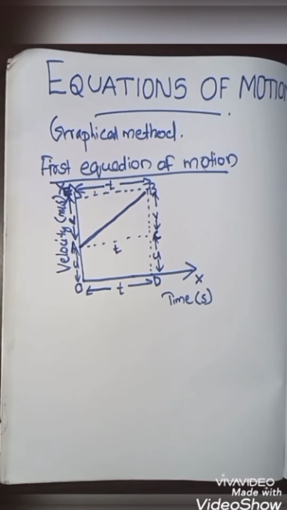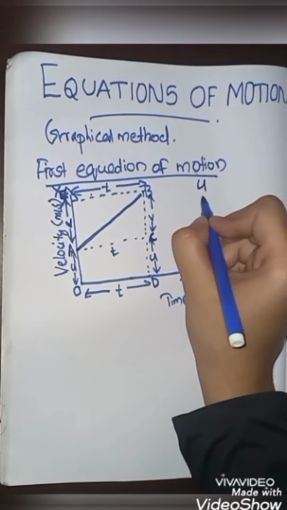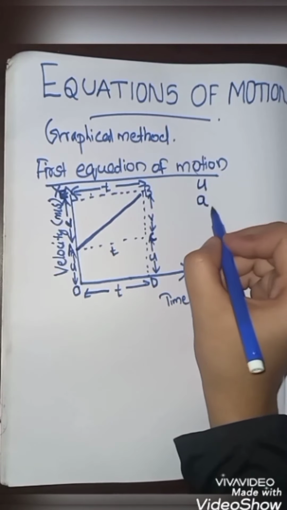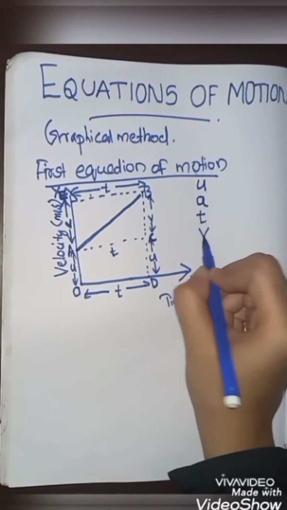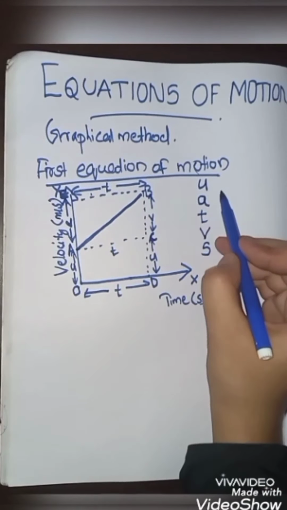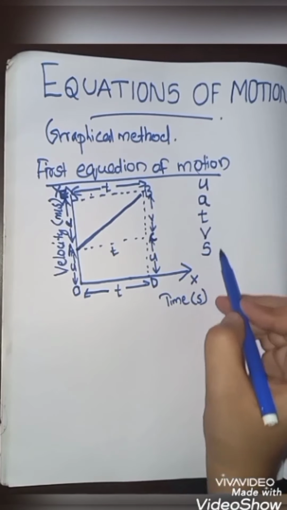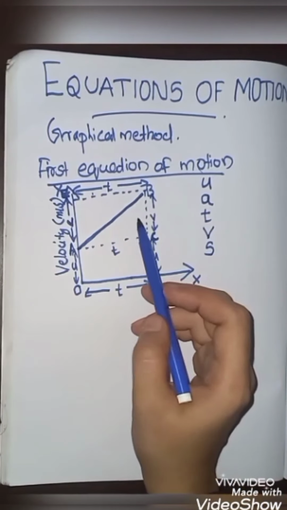Here consider a body moving with the initial velocity u in a straight line with a uniform acceleration a. In the time interval t, it attains a velocity v covering a distance s. Here we have initial velocity, acceleration, time, velocity and distance.